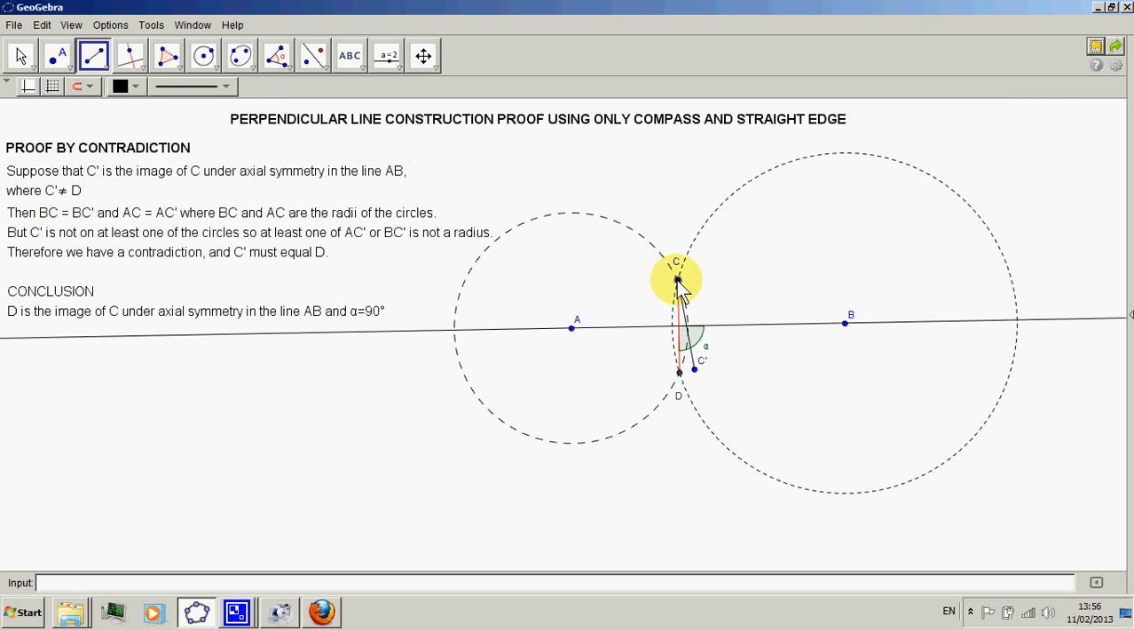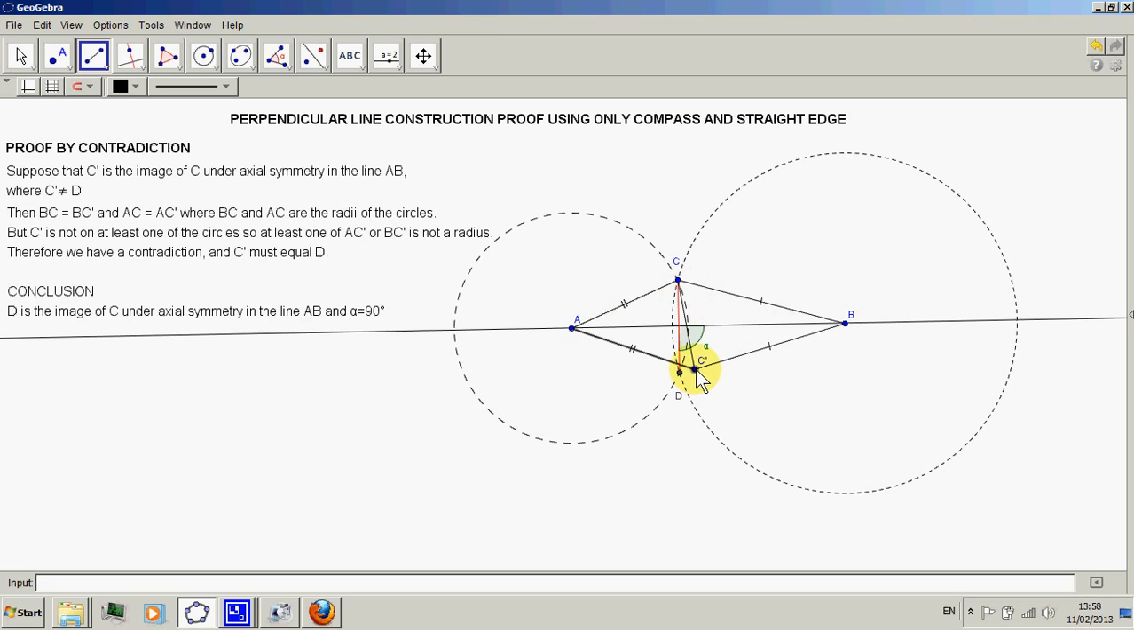Well, since we have axial symmetry, we should find that the line joining B and C is equal in length to the line joining B and C prime, because after all, axial symmetry preserves lengths. So the image of BC under axial symmetry in the line AB should be a line with the same length. Similarly, the line joining A and C should equal the line joining A and C prime. So this is the picture that we should have if C prime is indeed the image of C under axial symmetry in the line AB.